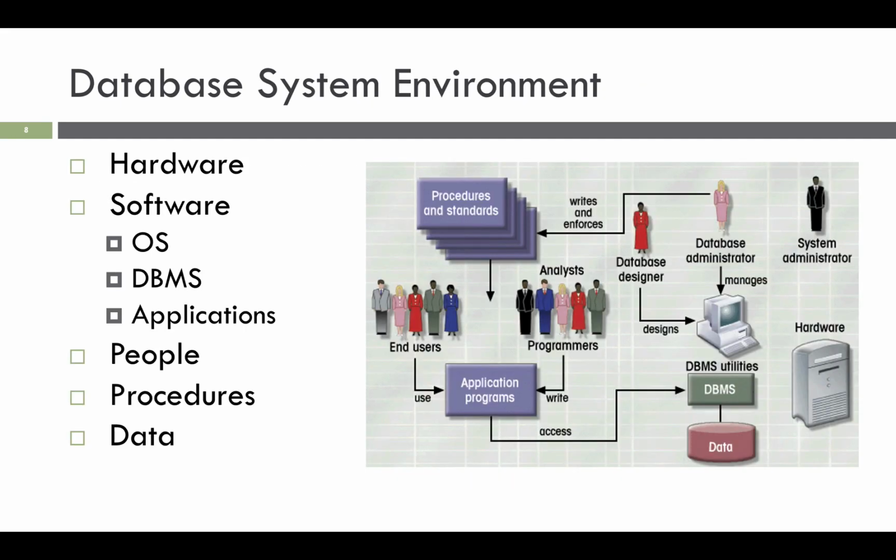Typically, the database system is divided into 5 main elements: hardware, software, people, procedures, and data. Hardware is the system's physical devices. Software includes the operating system, DBMS, application programs, and so on. People are all users of the database system. Procedures are the rules for design and usage of the database system. Data is the stored information in the database.